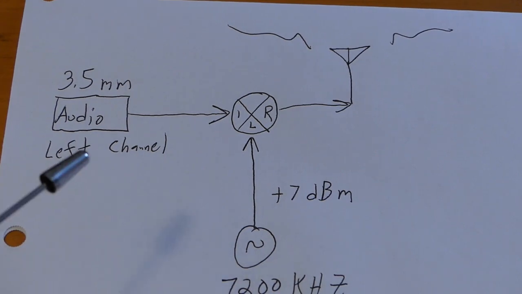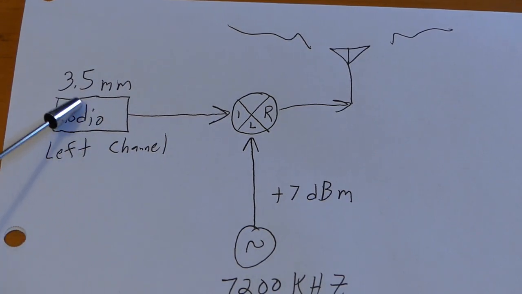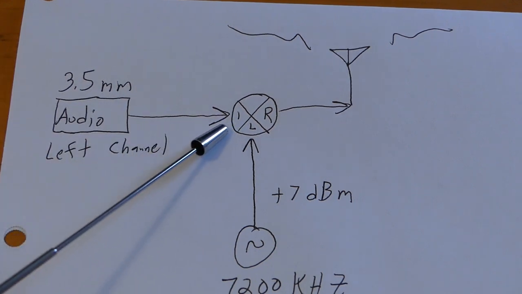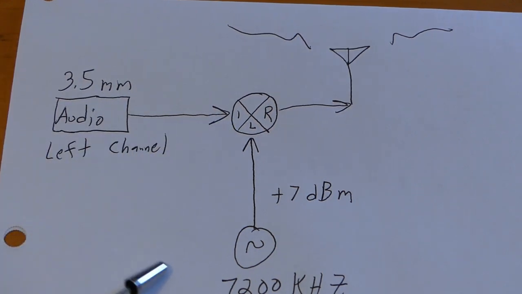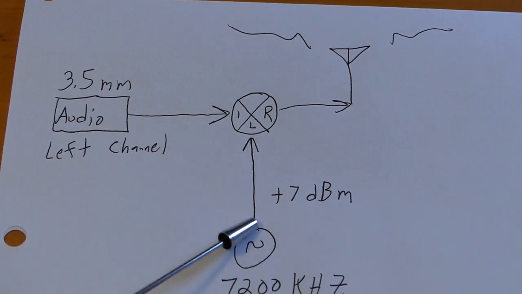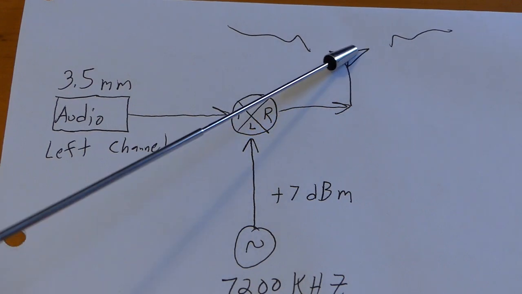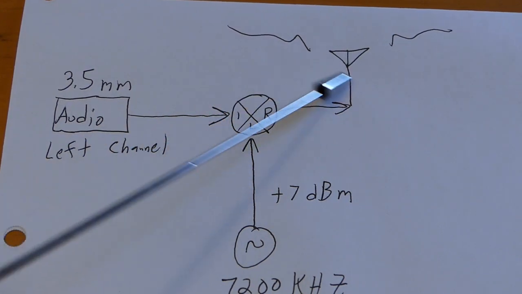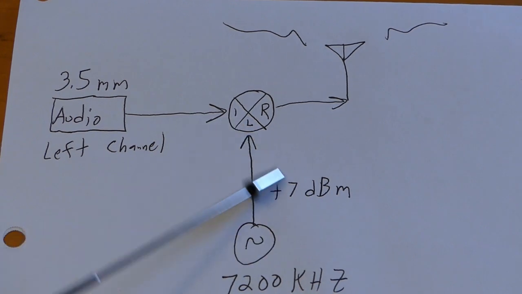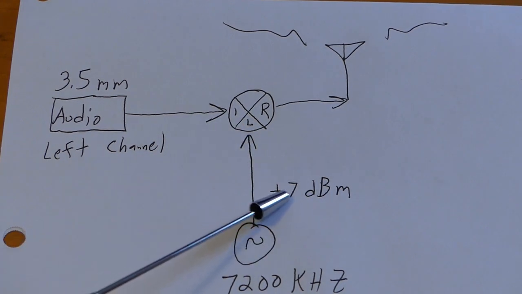Okay folks, here's the idea. We've got an audio jack, 3.5 millimeter jack. We're just using the left channel, and we're going to put that to the I port of the mixer. And down here is going to be the signal generator at 7200 kilohertz, and we're just going to put that to an antenna. It will not be much power, but you'll get the effect. And remember, the L port there has got to be plus 7 dBm.